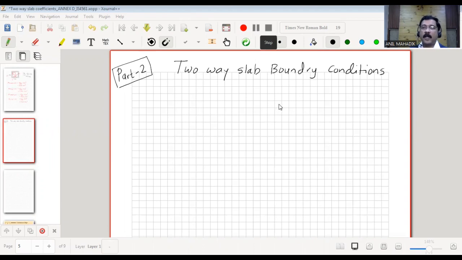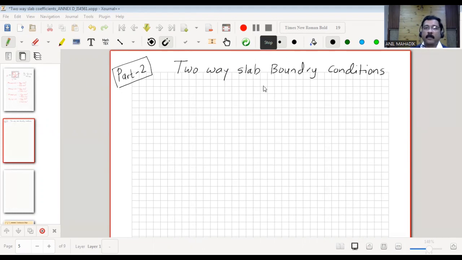We have already started the analysis concepts on two-way slabs. This is our second session on two-way slab. So we will continue today to understand the boundary conditions of two-way slab as per IS code. Before that, let's try to understand some concepts regarding those boundary conditions.